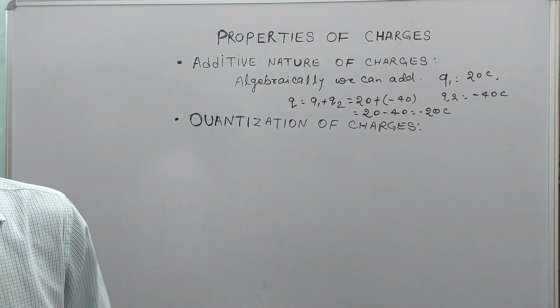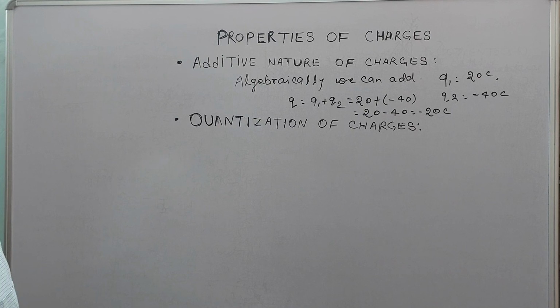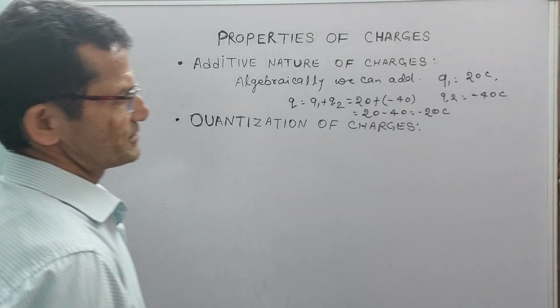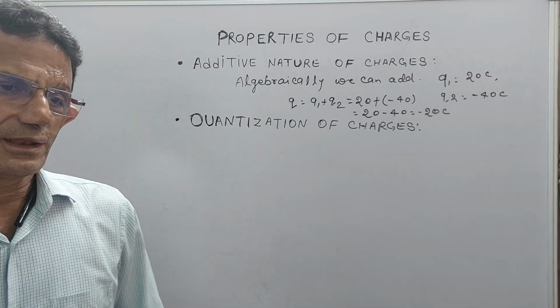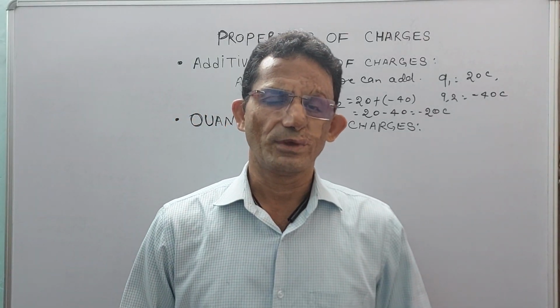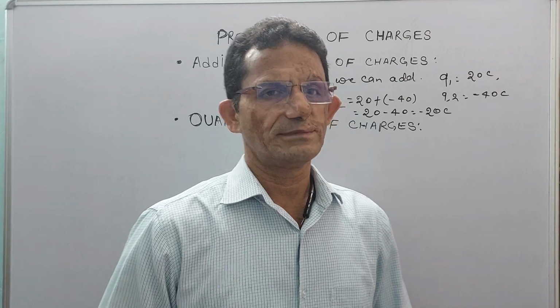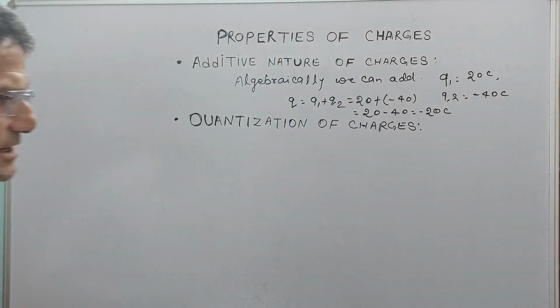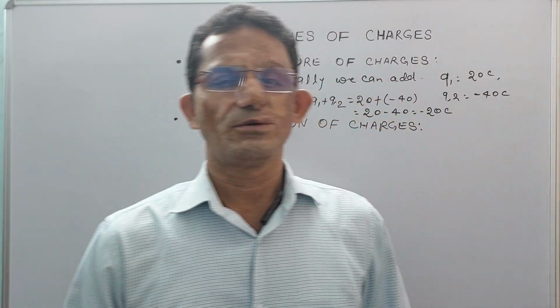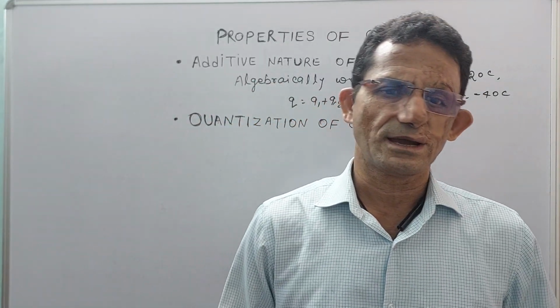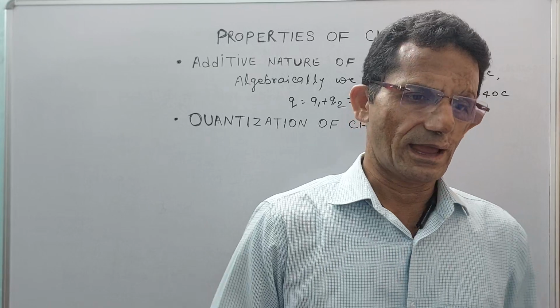So the second property we have is quantization of charges. By quantization of charges, we mean that the total charge in an object will be a multiple of some elementary charge. What would be the elementary charge? Elementary charge means the charge on a proton and the charge on an electron.